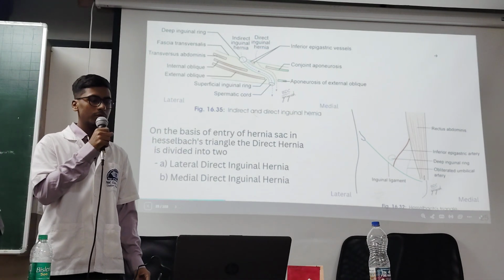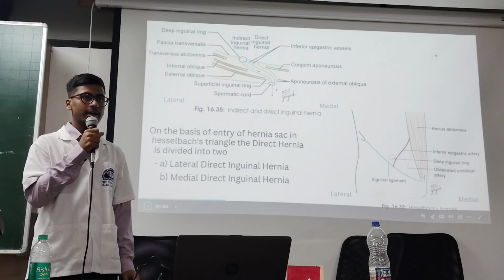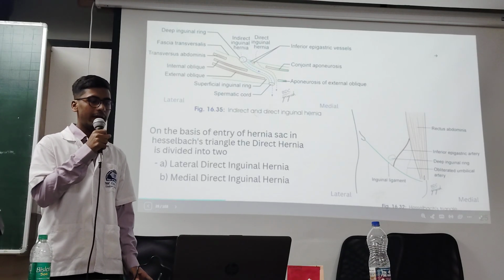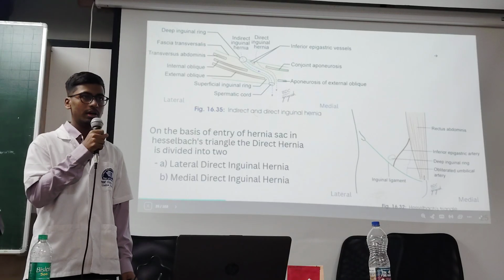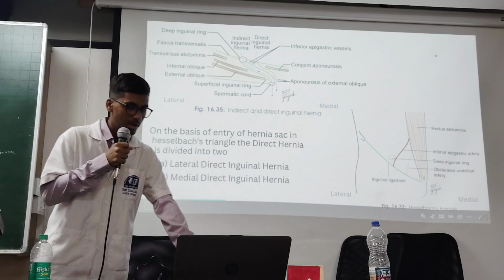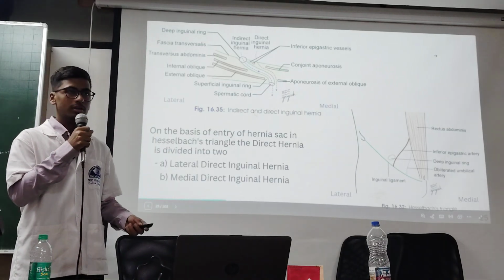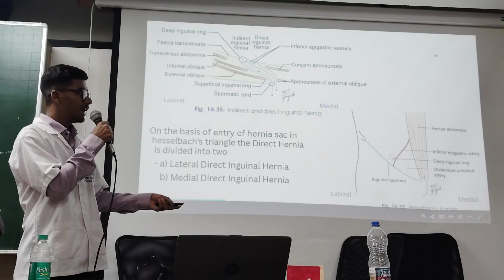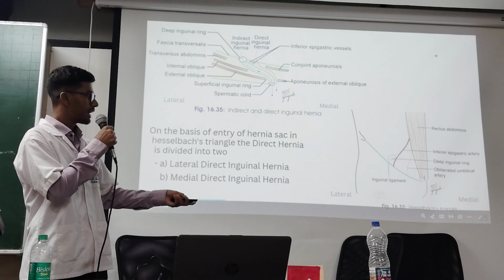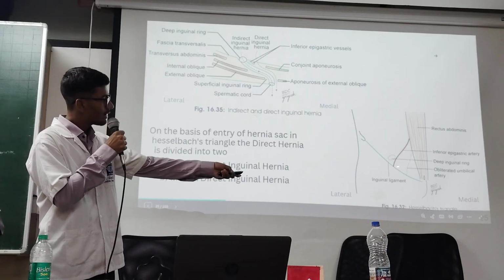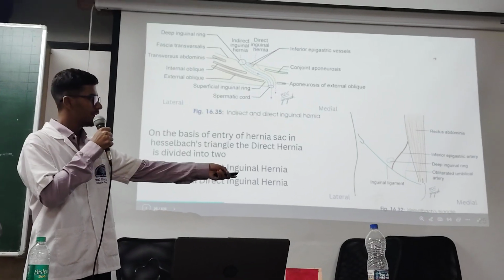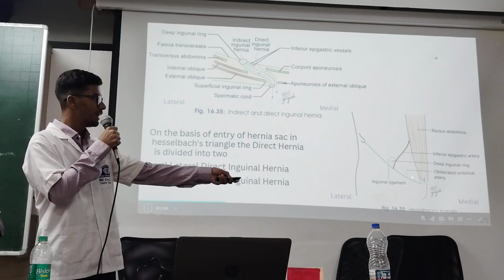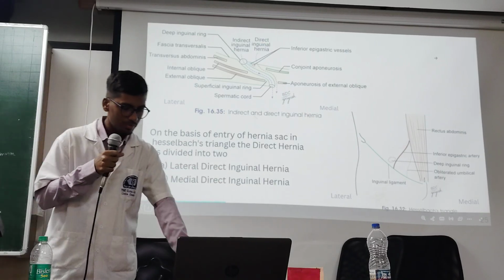Direct inguinal hernia, on the basis of entry of the hernial sac, is divided into two types: lateral direct inguinal hernia and medial direct inguinal hernia. As discussed before, the Hesselbach triangle is divided into two parts: lateral and medial. If the hernial sac enters through the lateral side, it is known as lateral direct inguinal hernia. If it enters through the medial side, it is known as medial direct inguinal hernia.